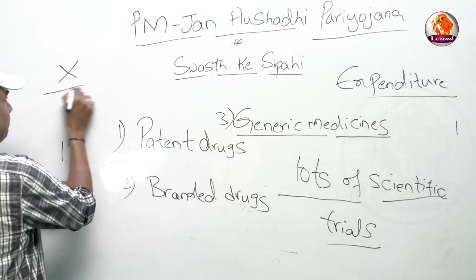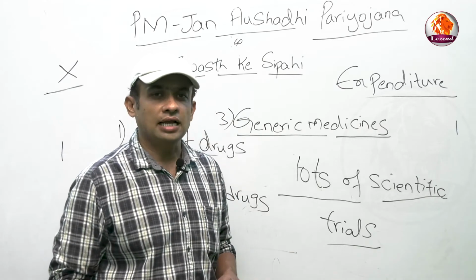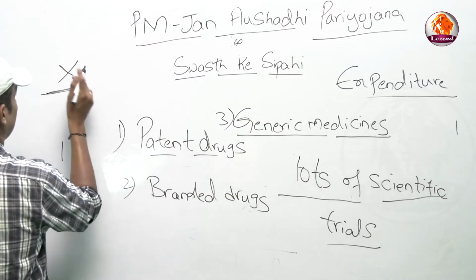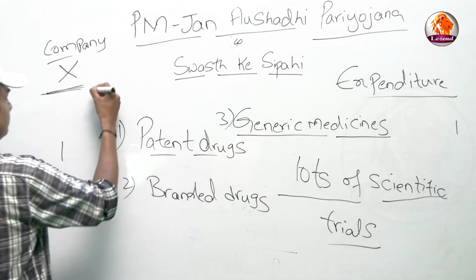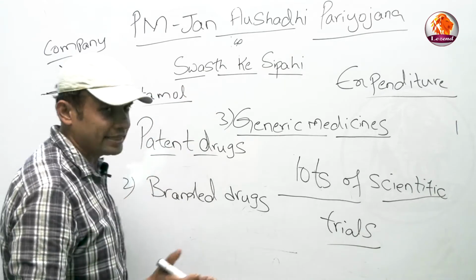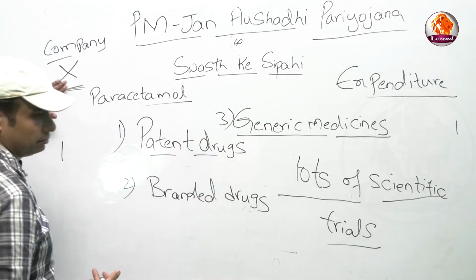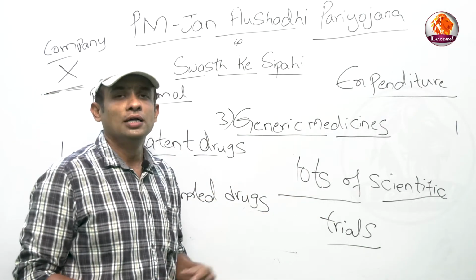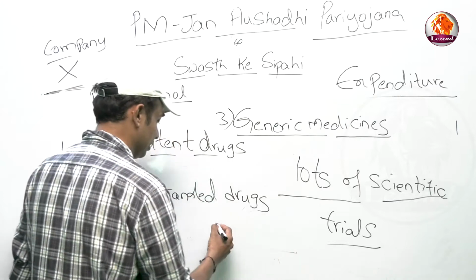this company takes patent rights. That means it's sort of copyrights. Only that company can sell paracetamol. Since company X has taken patent rights for paracetamol, only this company can sell paracetamol in the market. Otherwise, other pharma companies which have bought the rights from company X can also sell this paracetamol, which they manufacture in their pharmaceutical companies.